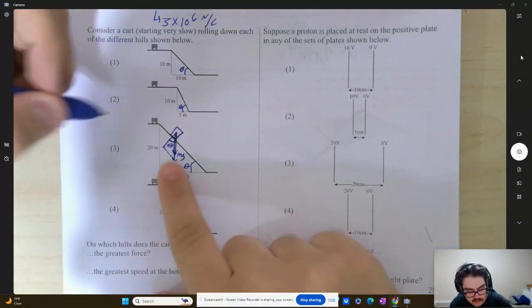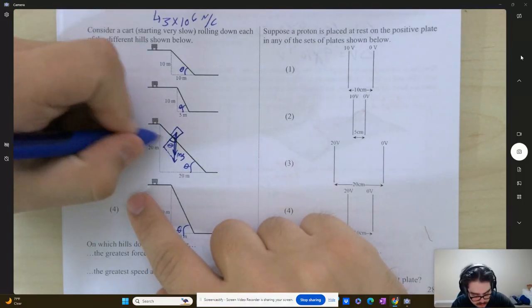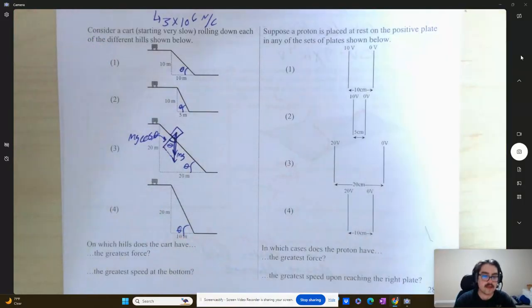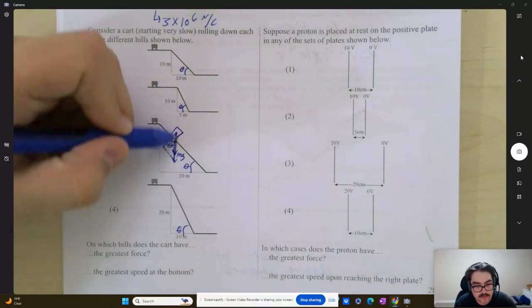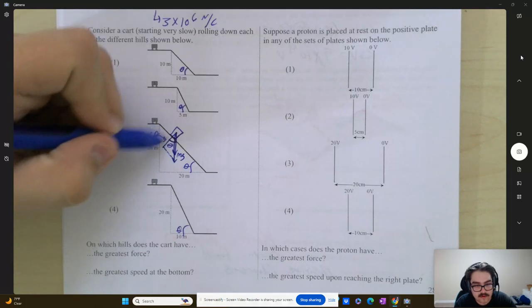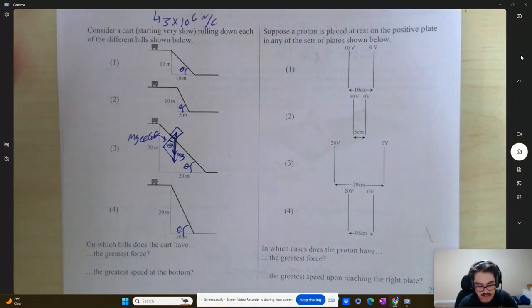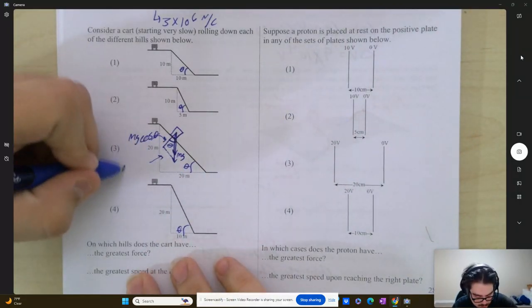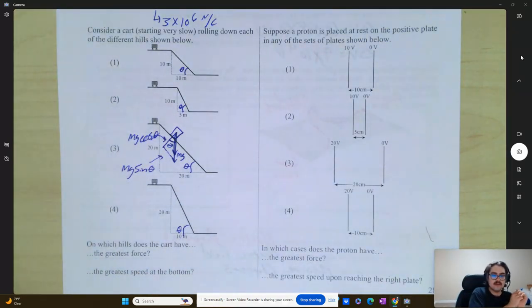Hopefully you remember that the component perpendicular to the ramp is mg cosine theta. The reason we get mg cosine theta is because this is the hypotenuse right here, and this is our adjacent side. And then for the other one, we have the hypotenuse and the opposite, which would actually give us sine. So this would be mg sine theta. We don't care about mg cosine theta.